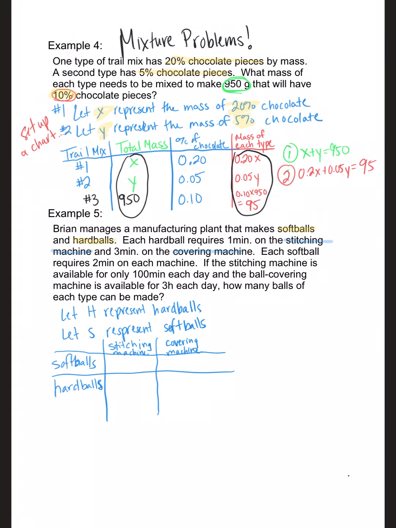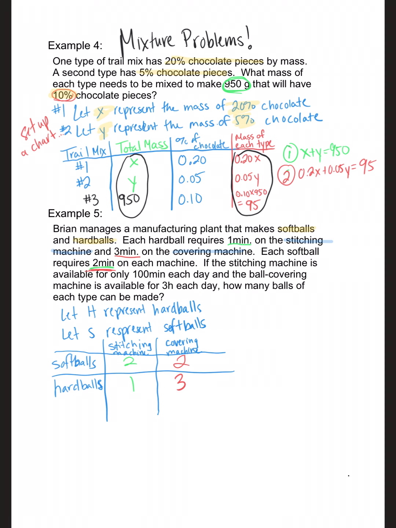So it says each hard ball requires 1 minute on the stitching machine and then 3 minutes on the covering machine. So let's write that information down. So a hard ball gets 1 minute on the stitching machine and 3 minutes on the covering machine. Each softball requires 2 minutes on each machine. So 2 and 2. So 2 minutes on the stitching machine, 2 minutes on the covering machine.